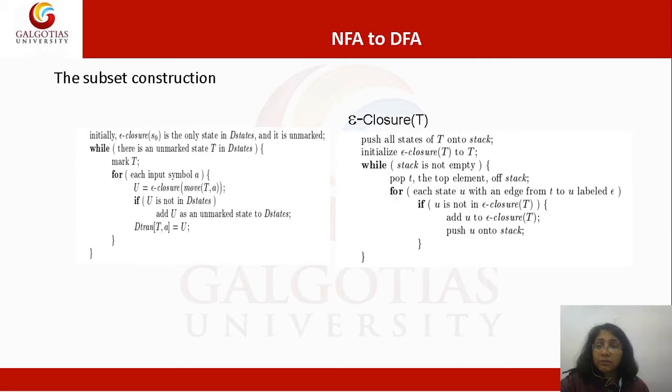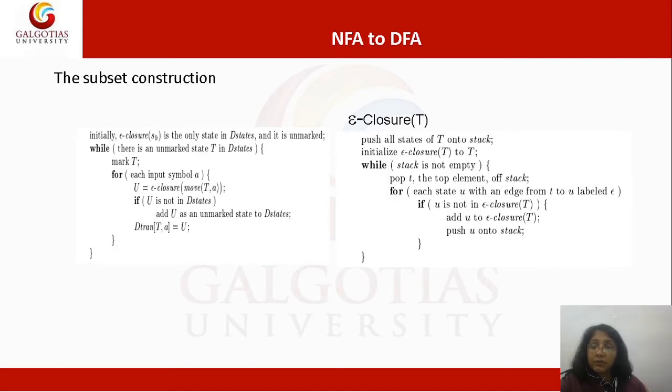So initially epsilon closure of S naught, the initial state, is the only state in D states. In D states, we have all the states which will be the states for the constructed DFA. That's why the initial epsilon closure of S naught is the only state in D states, and it will be considered unmarked. Now, if there is an unmarked state T in D states, so initially the unmarked state will be the epsilon closure of S naught, then we are going to mark that state T.